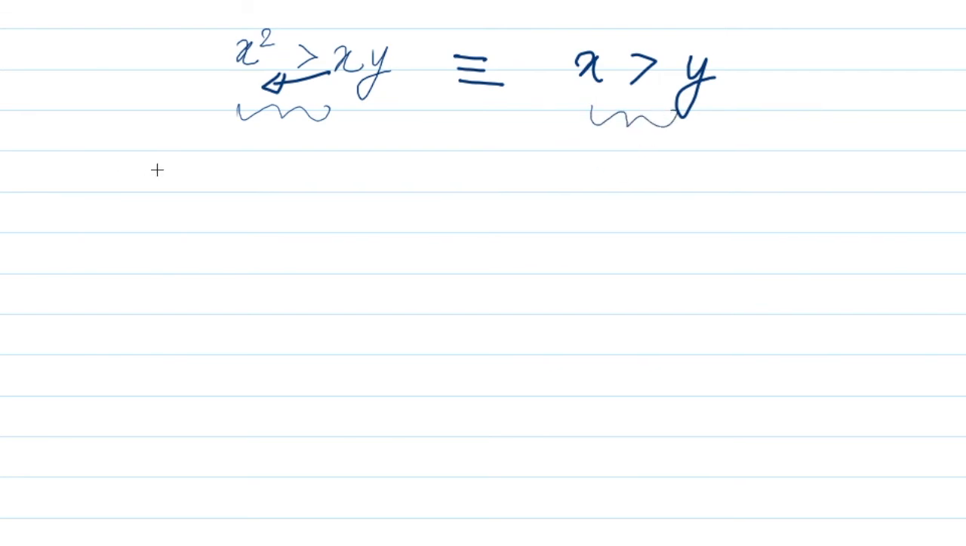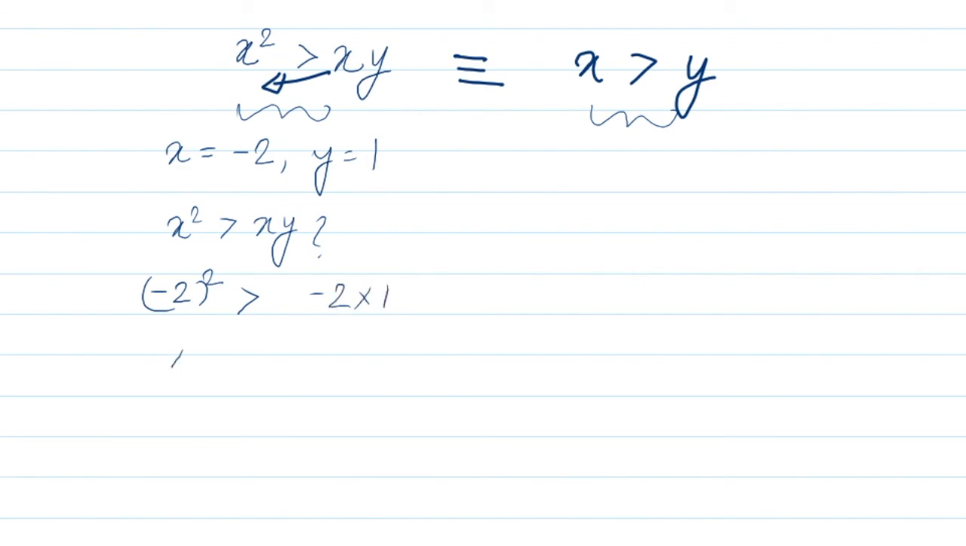Let's take a quick example again. x equal to minus 2 and y equal to 1. Is x square greater than xy? Let's check. Minus 2 square is greater than minus 2 multiplied by 1. Obviously, a positive quantity will be greater than a negative. But is x greater than y? Which is not the case, because x is negative and y is positive.